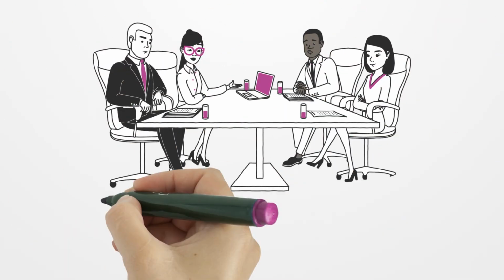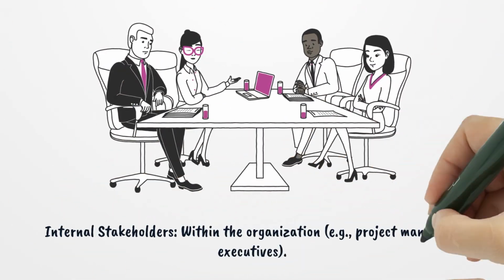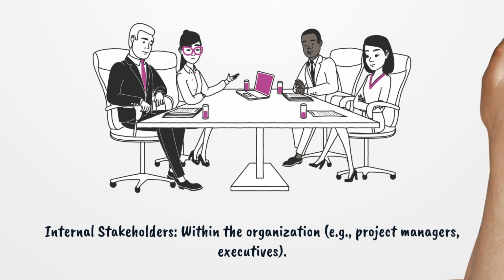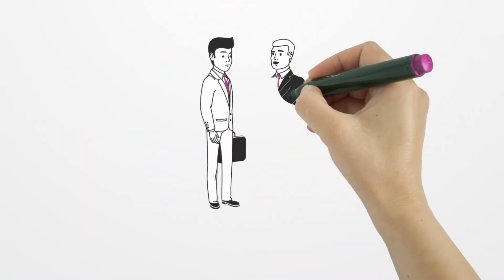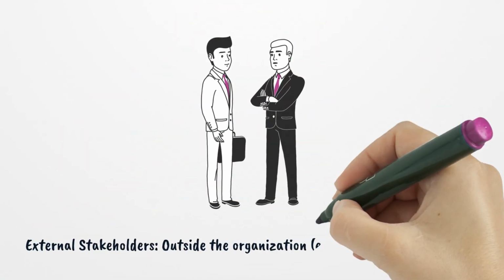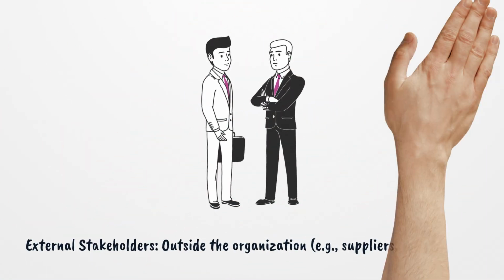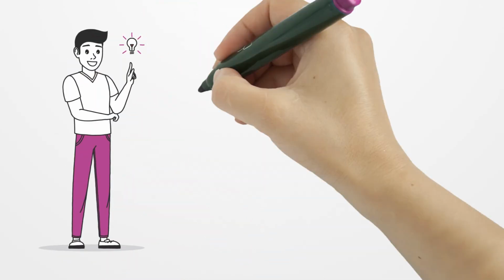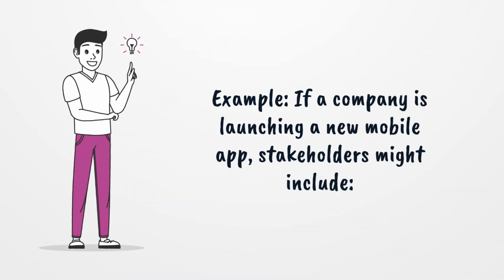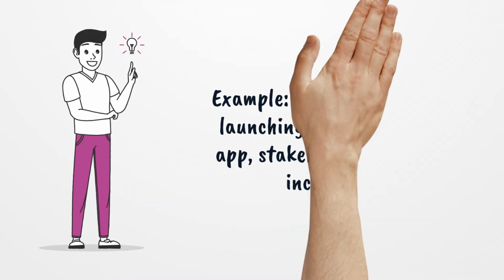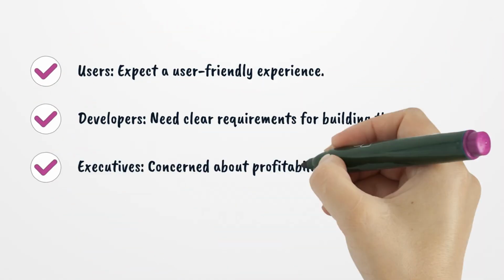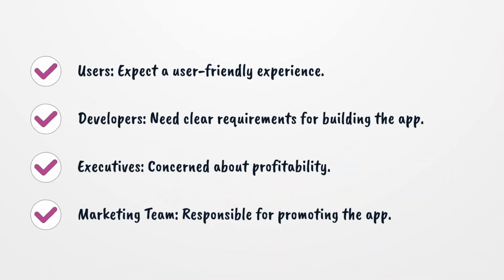Internal stakeholders, within the organization, e.g., project managers, executives. External stakeholders, outside the organization, e.g., suppliers, competitors. Example: if a company is launching a new mobile app, stakeholders might include users, who expect a user-friendly experience.